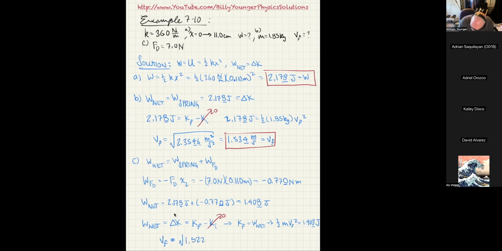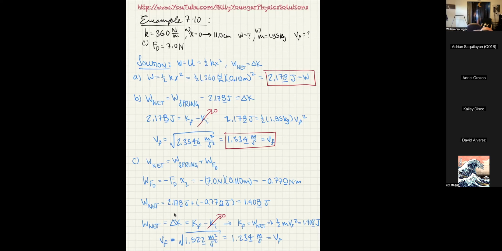1.522. Notice that second 2 is an extra sig fig. Notice also that the units would be meters squared per second squared. And now I'm going to take the square root of the 1.522 by raising it to the 0.5 power, and that gives me 1.234 meters per second, which is equal to V final.